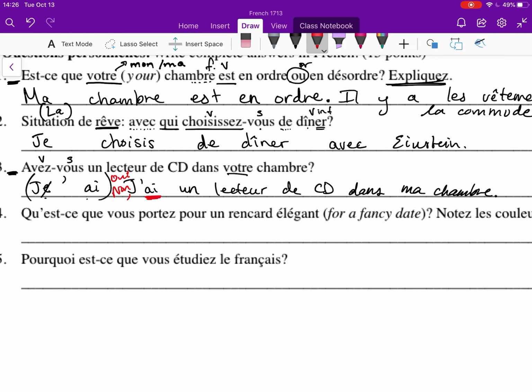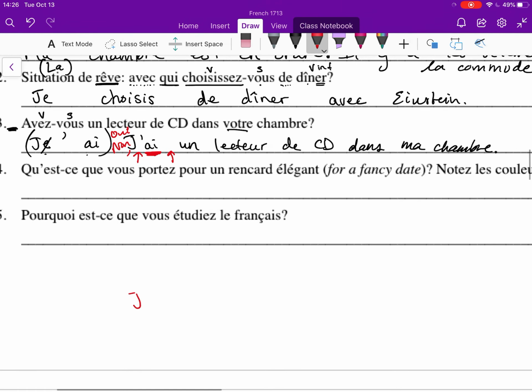And then you look for your verb, which is here. And you put your ne and your pas around it. So the negation form here, I'm going to do it down here, would be je n'ai pas. Then the un lecteur de CD, etc. You have to watch out because as soon as you use a negation, your un, une, des, du, de la, de l' will become de or d'. Je n'ai pas de lecteur de CD dans ma chambre.